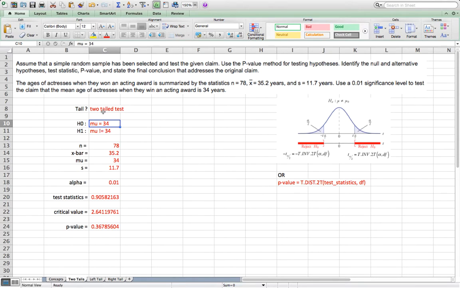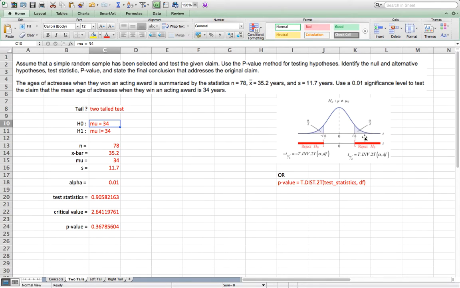Then you say whether it's a two-tailed test, left-tailed, or right-tailed. For this, you need to look at the alternative hypothesis. If the alternative hypothesis is not equal, then it's a two-tailed test. For a two-tailed test, you either calculate the critical value, which is the t-value such that the two tails' area together is the significance level.